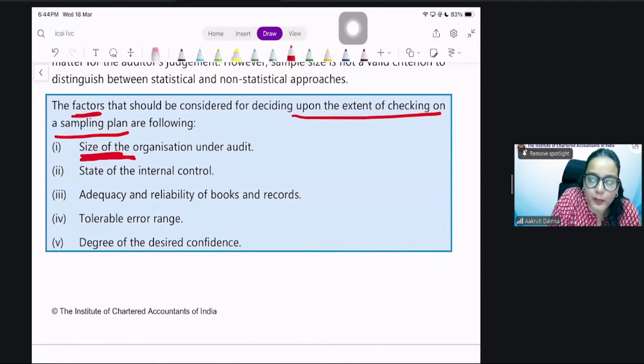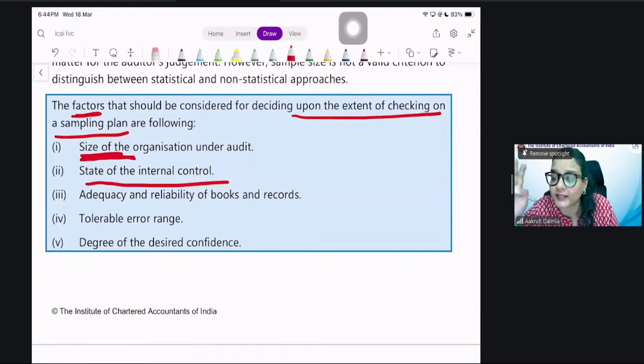What if size is big, but the state of the internal control system is excellent? So you are checking a small proprietorship firm with 2 crore turnover, and you are checking a big firm with 40 crore turnover and an excellent internal control system. Where do you think you will have to apply more sampling? Where do you think your sample size would be bigger in terms of percentage? Proprietor. You will have to do more work.